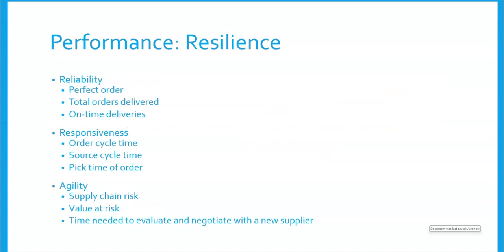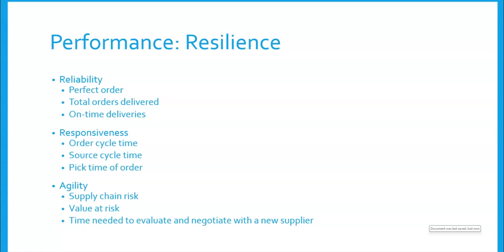The resilience metrics are separated into 3 components: reliability, responsiveness, and agility. What resilience is measuring is how does our supply chain currently perform, how resilient and reliable, responsive are we, and how are we able to adapt to risk? So how agile is our supply chain? Examples of reliability metrics are: how many perfect orders do we have? What are our on-time deliveries?